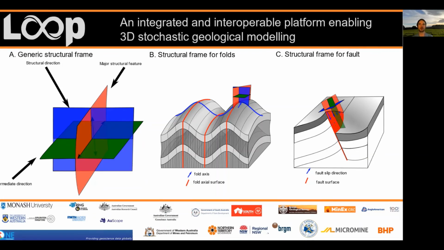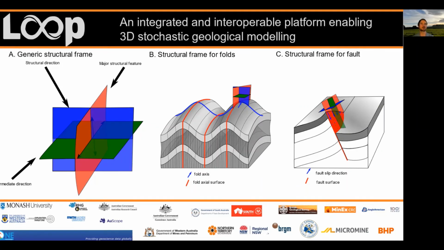For faults, we define the fault surface as the major structure feature, and then we define the fault slip direction as the structural direction, and we use the intermediate direction as the fault extent. Folds are integrated into the implicit modeling by defining the geometry of the fold relative to this fold frame. So we're basically looking at what the fold would look like looking down plunge of the fold. We can characterize the geometry of this and add this into our implicit interpolation algorithm.